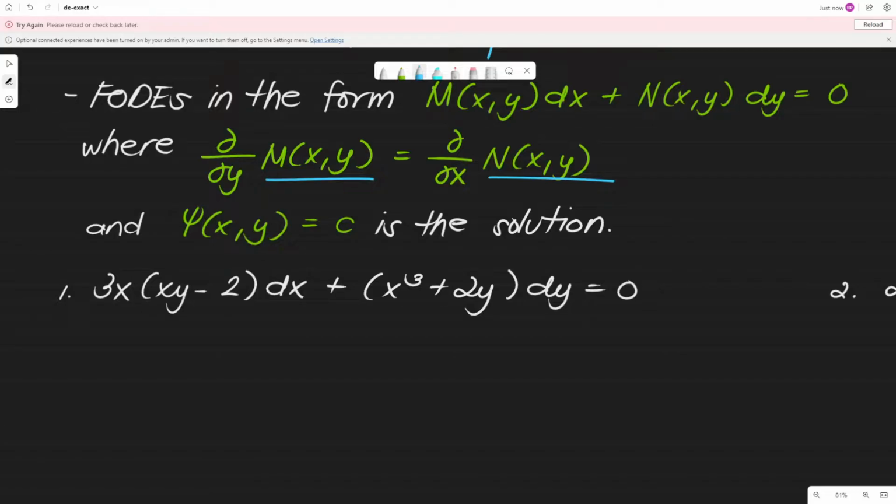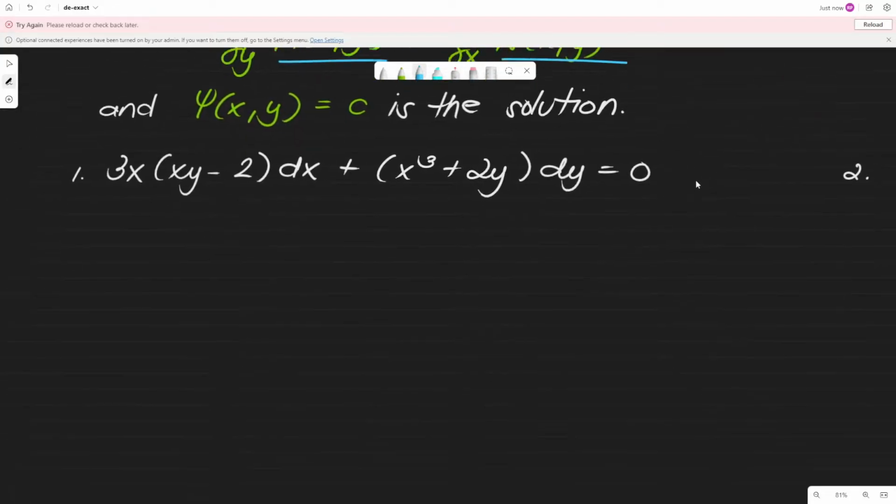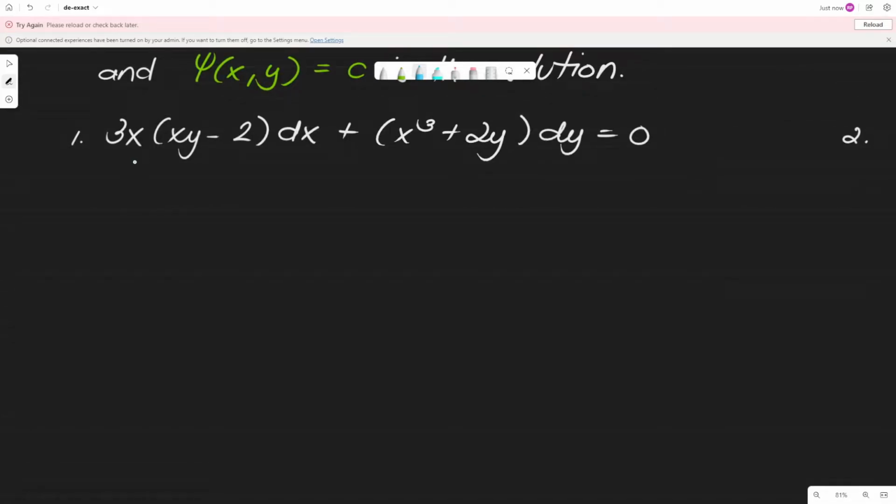In this problem, what is our M of xy, or simply M? If you are confused with the representation of multivariable functions, this one is just simply M. Whatever is attached to dx is our M of xy, and what is attached to dy, so that we are uniform, is our N of xy. So let us get the partial derivative.